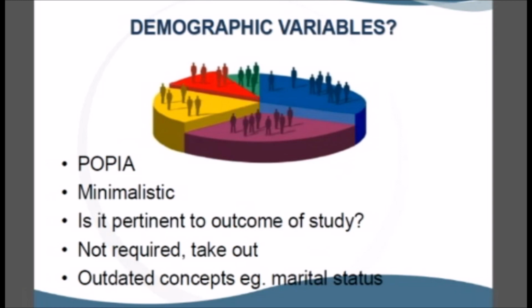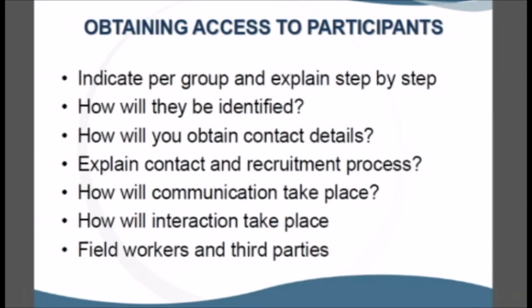Demographic variables, I have attended to some of these. Regard the POPI Act. Read what is expected of you, what might be included and what not. And then also certain questions: is it really pertinent to the outcome of your study? If not, take it out. As I've explained to you, things like marital status and all of those are really outdated. If you look at previous studies conducted a few years ago, don't just copy them, because some of those variables are really not adding value to your study.